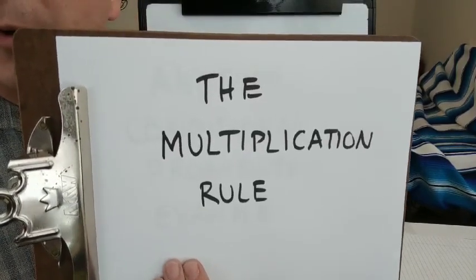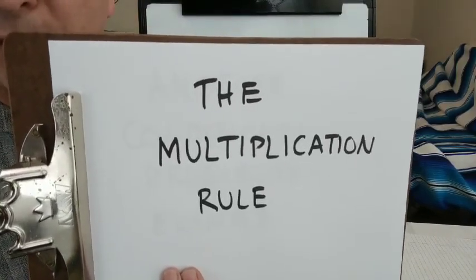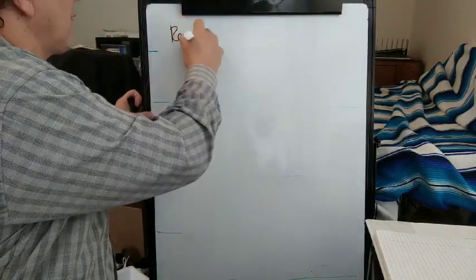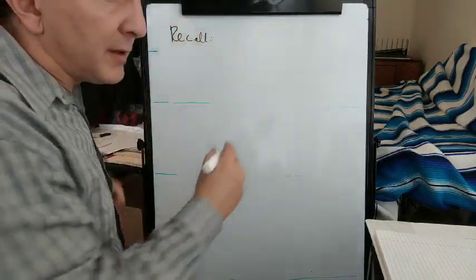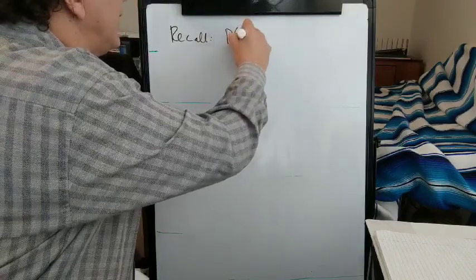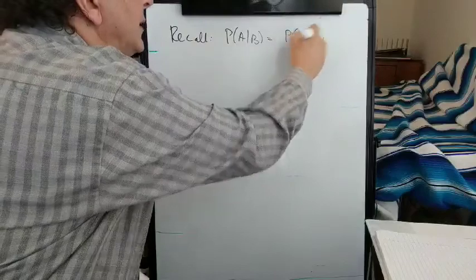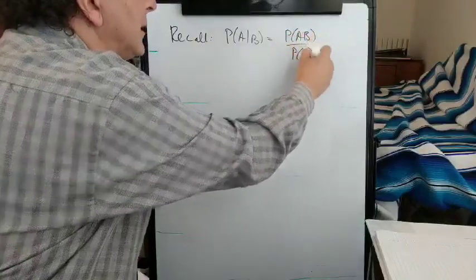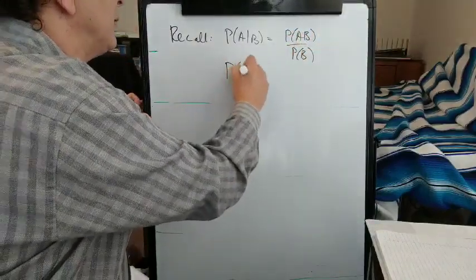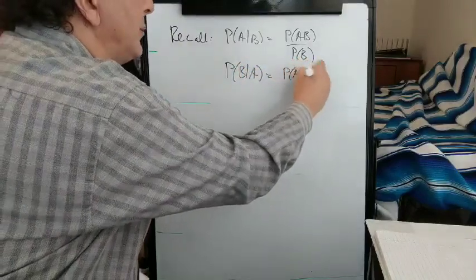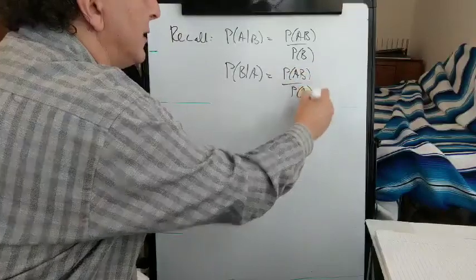Our conditional probability formula, which is written with division, can also be written with just multiplication. So recall we said that the probability of A given B is the probability of AB over probability of B. Similarly, the probability of B given A is the probability of AB over probability of A.